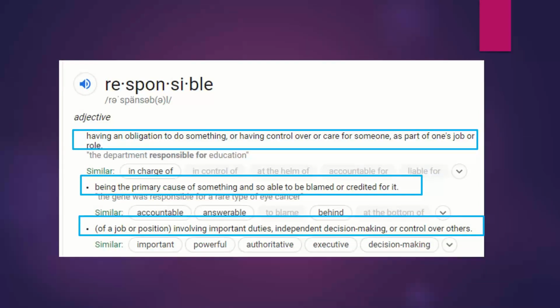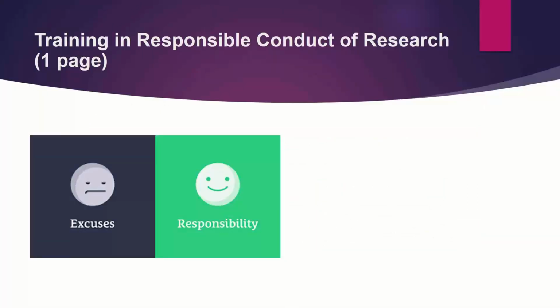So I'm sure you all know what responsible means, but let's just go over that. Having an obligation to do something, or having control over or care for someone as part of one's job or role; being the primary cause of something and so able to be blamed or credited for it; or a job or position involving important duties, independent decision-making, or control over others. All of these three definitions relate to you being responsible for this grant and conducting this research. So you're going to write a one-page section or less explaining that you have training in responsible conduct of research.